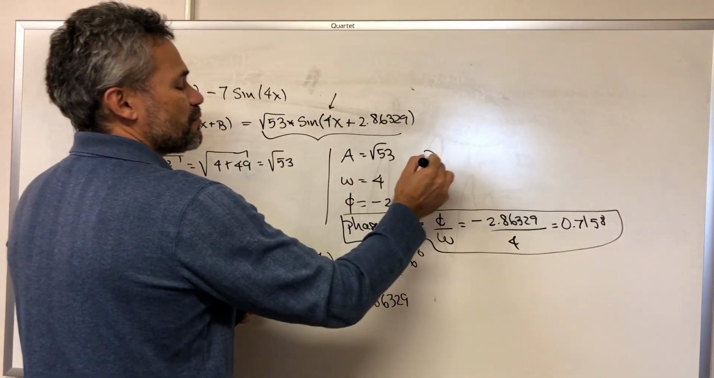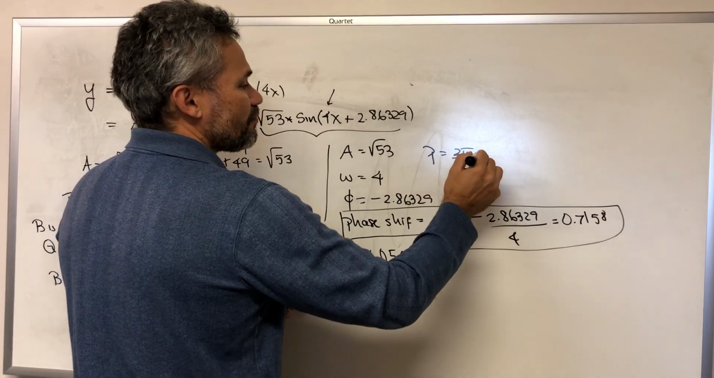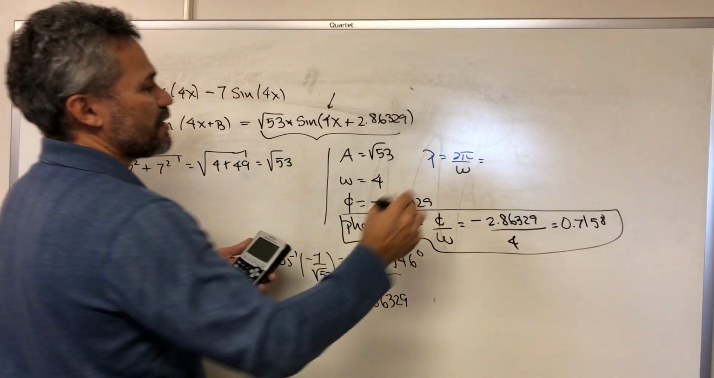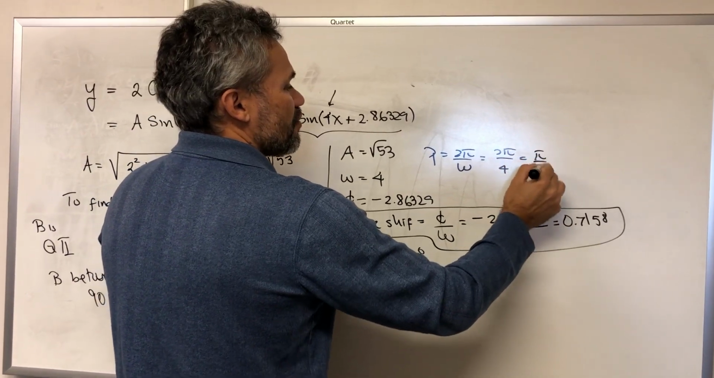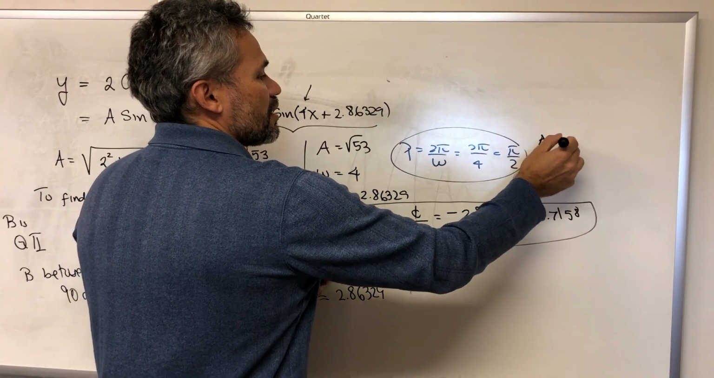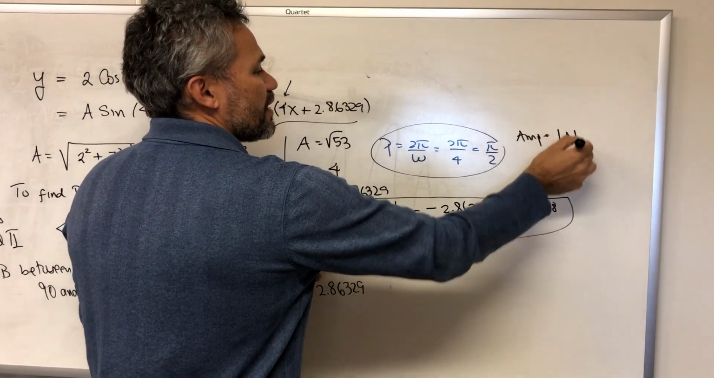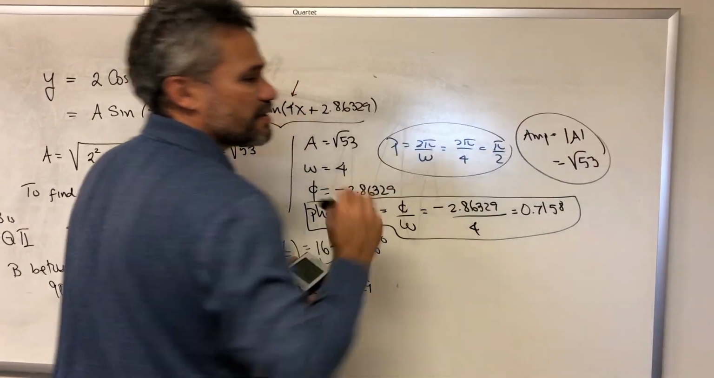And the period is 2 pi over omega. In this case, we get 2 pi divided by 4, which is pi over 2. And the amplitude is just the absolute value of a, which is the square root of 53. And that's the answer.